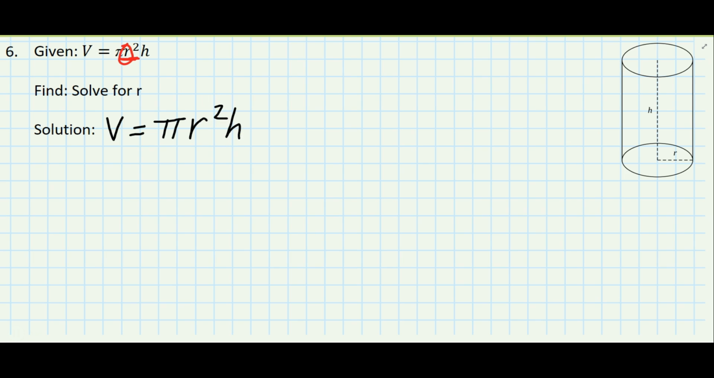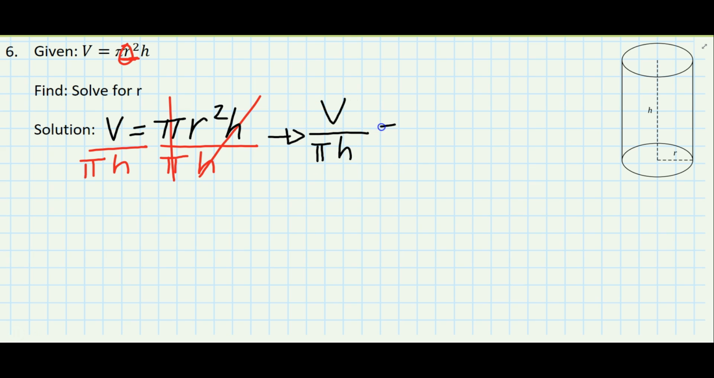First thing we'll do is divide both sides by pi and the height. Pi's will cancel out on the right side, the height will cancel out on the right side, so that we're left with v over pi h equals r squared. And now to get rid of an exponent, we do the opposite of an exponent, which for r squared, that's going to be taking the square root of both sides.